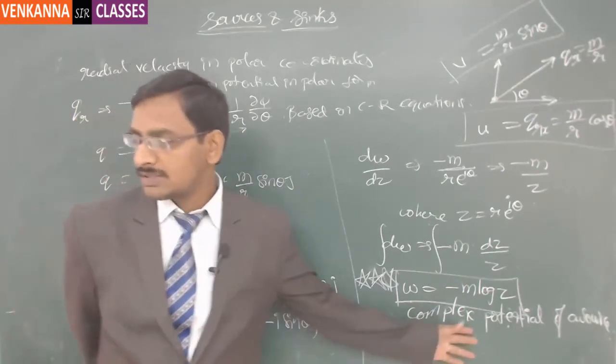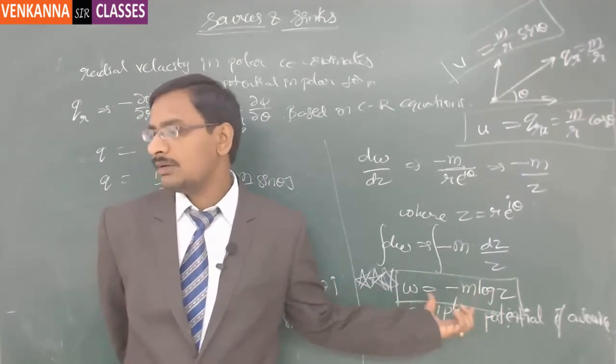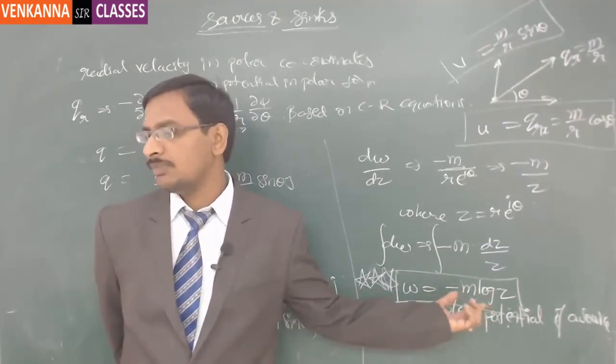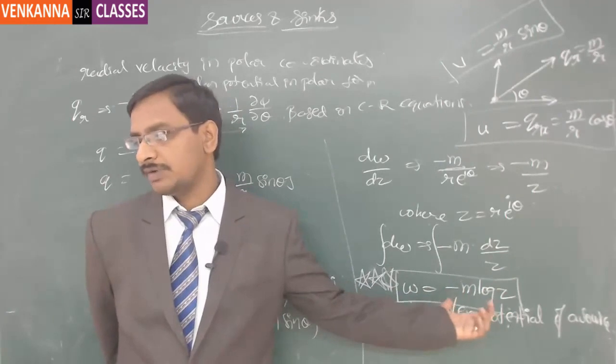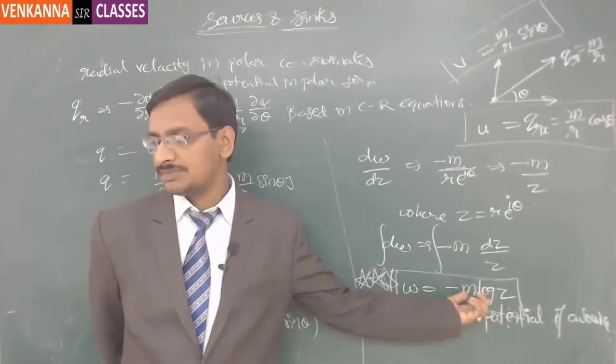So this is a source of strength m. If there is a source, then minus m log z is the complex potential. Now if you divide this complex potential into real and imaginary parts, that will become the scalar potential and the stream function, right? So you are going to get it separately if you divide it into the real and imaginary parts.